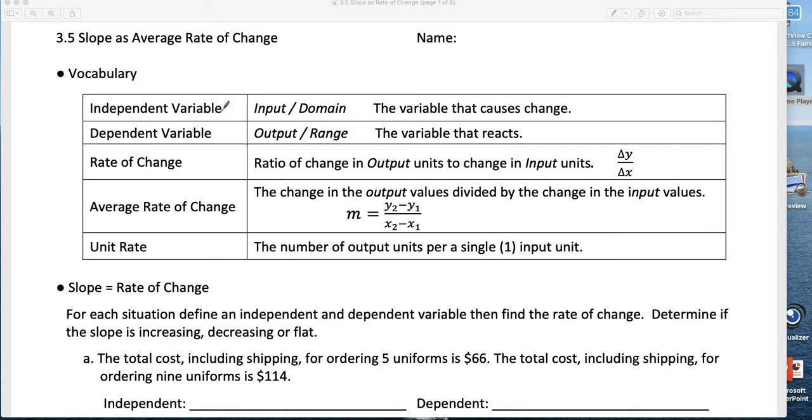All right, so breaking this down, and these are kind of rough definitions, but by the end of the lesson, this will be clearer. The rate of change is a ratio of change in output units to the change in input units. The part of this to remember most is this little delta symbol means the word change. So this says change in y over change in x. And the really important part to remember is that y is always on top.